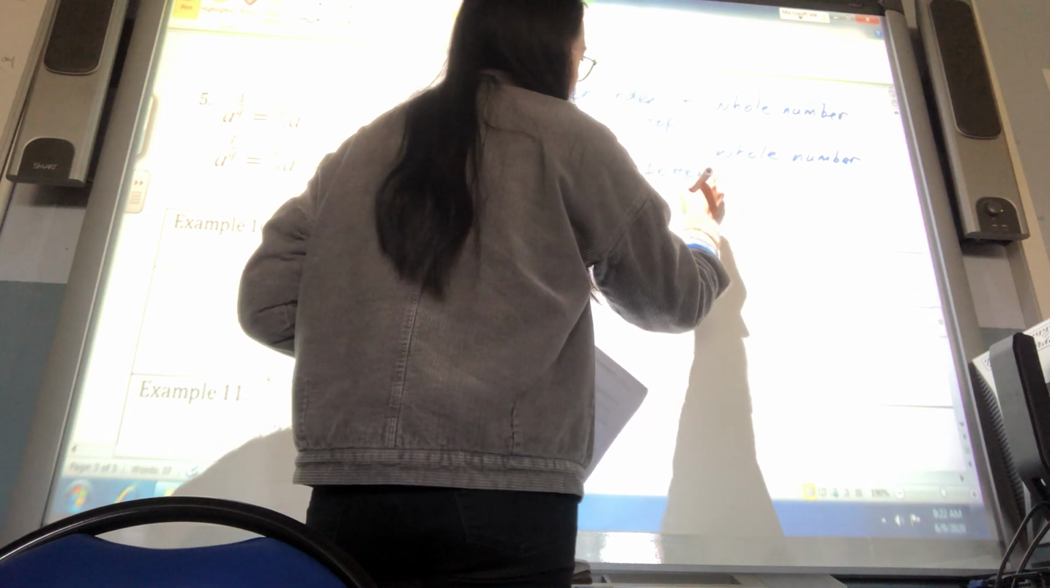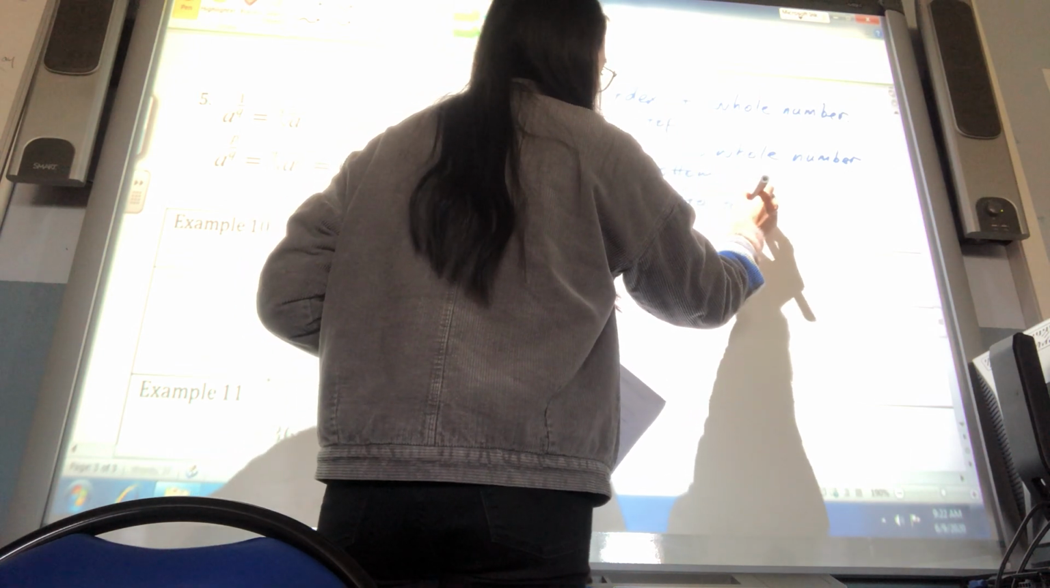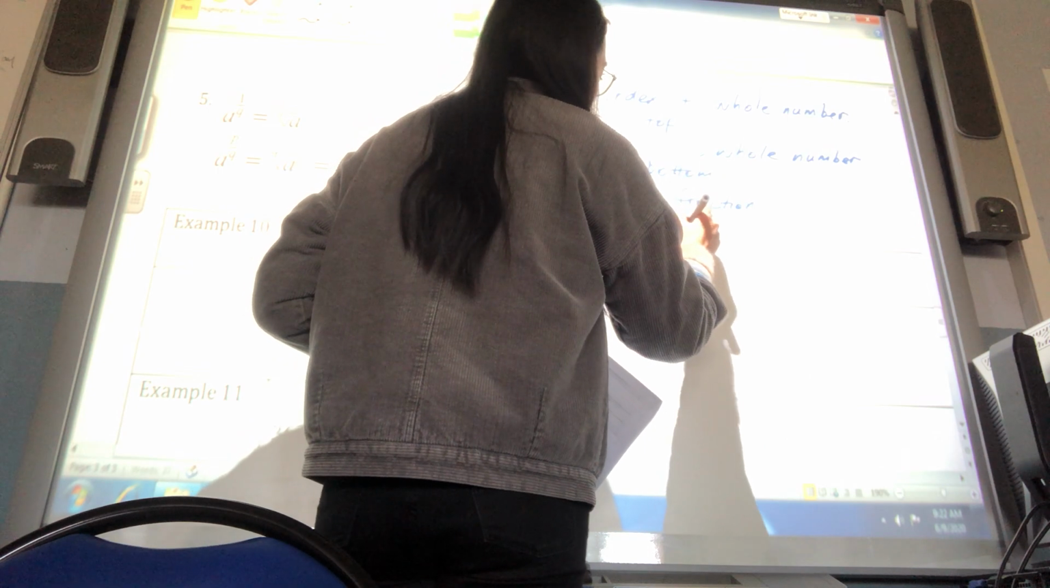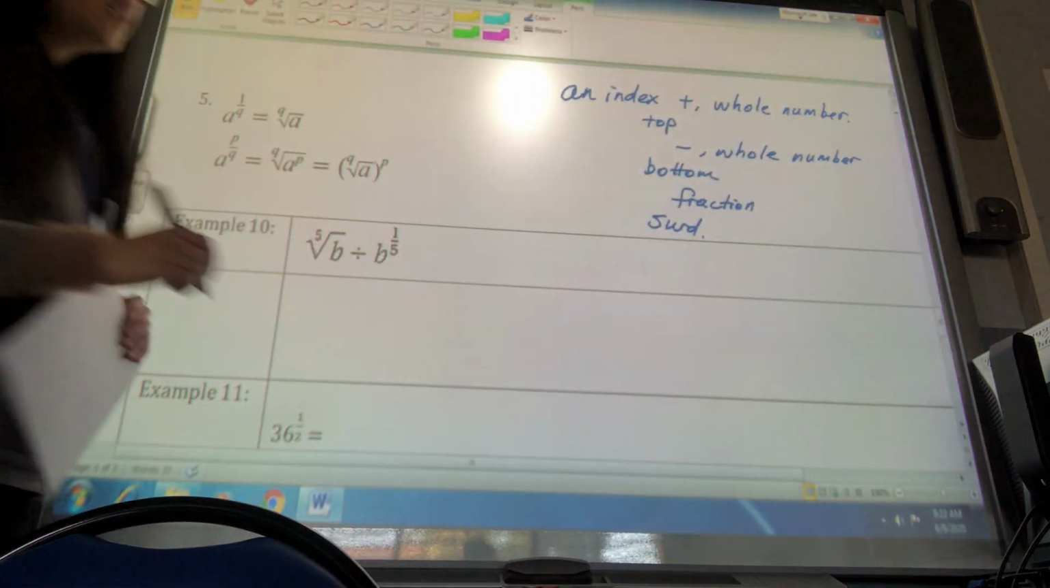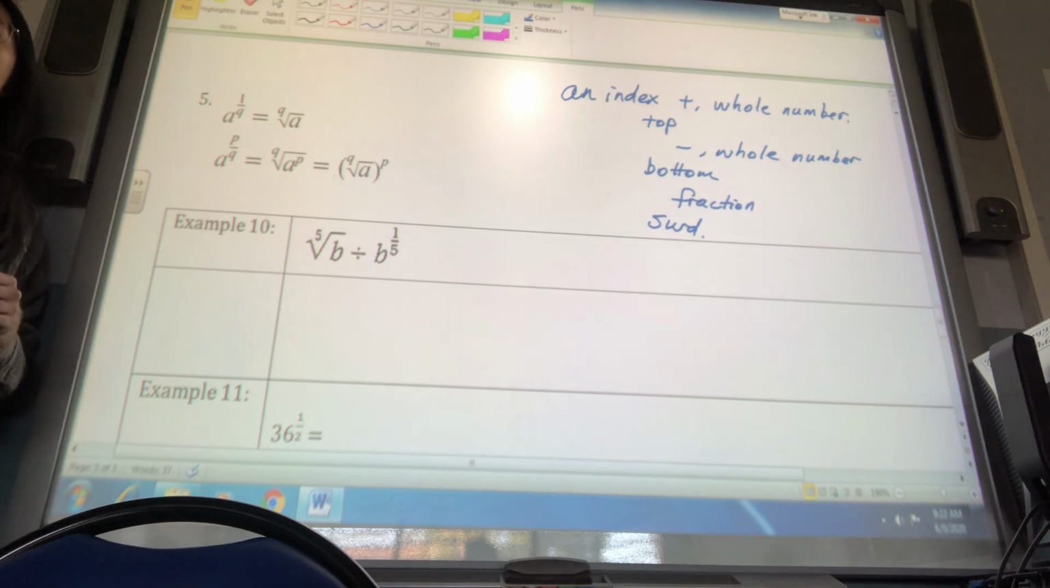If an index is a fraction, then it means this number is a surd. So what is a surd? Whenever you see the square root sign, it means it's a surd, right? So in this case, if you have a to the power of 1 over q, this tells you it is a surd first of all, and whatever that's on the bottom, it's outside the surd, it's on the top.